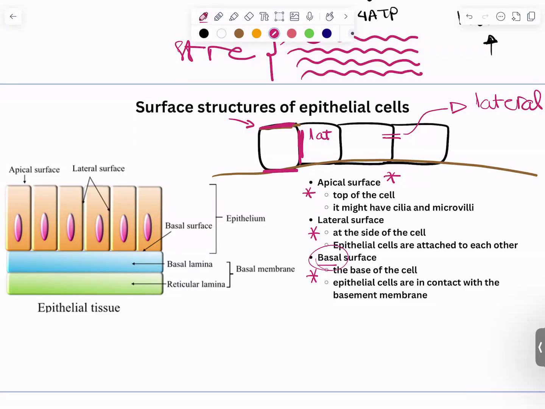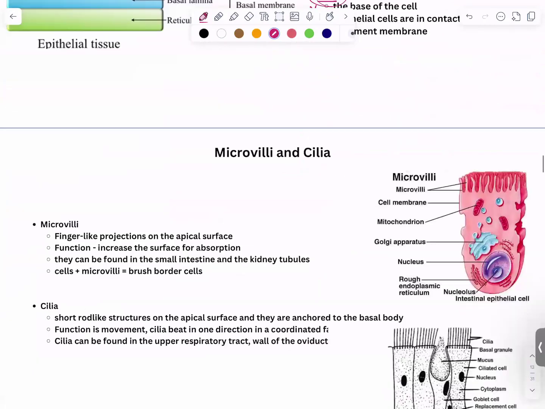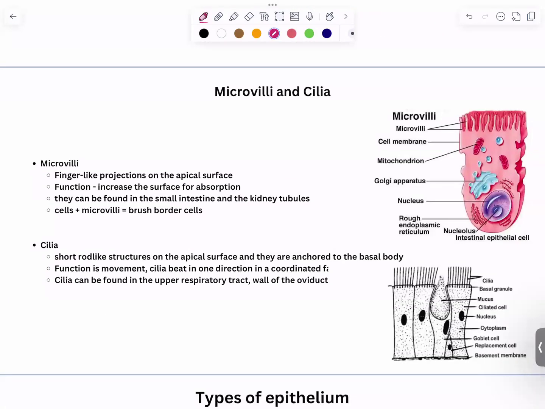But why do we have this slide? We have this slide because of these microvilli and cilia. I want you to remember something about these two. First thing, microvilli. It has a very specific definition, and in the definition, we say that they are finger-like projections on the very apical surface, not on the lateral, not on the basal, on the apical surface of the cells.